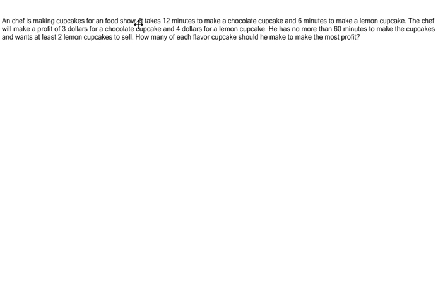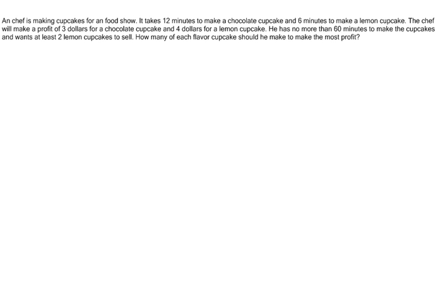So this is the linear programming problem that we had a quiz on last Friday in class. The scenario is that a chef is making some cupcakes for a food show. It takes 12 minutes to make a chocolate cupcake, 6 minutes to make a lemon cupcake. The chef will make a profit of $3 for a chocolate cupcake and $4 for a lemon cupcake. He has no more than 60 minutes to make the cupcakes and wants at least 2 lemon cupcakes to sell. How many of each flavor cupcake should he make to make the most profit?